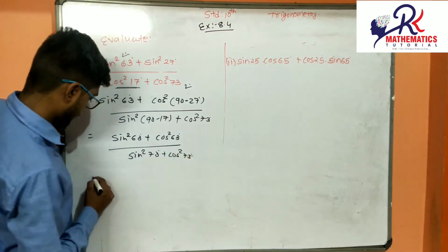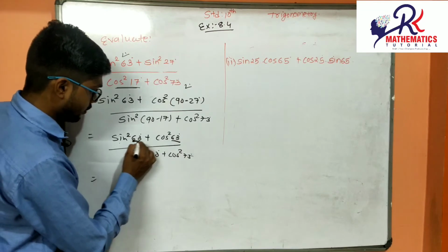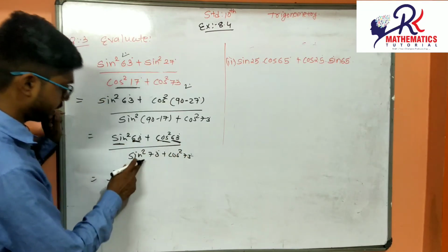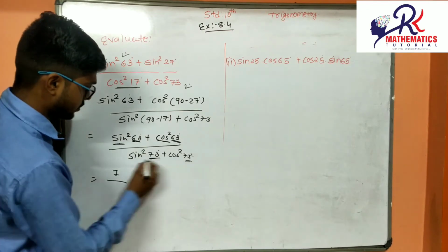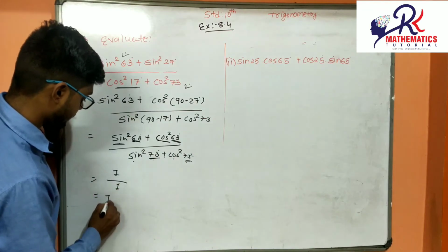Now here, it is sin square 63 plus cos square 63. The value of the angle is the same, and their sin square and cos square are given, so the answer is 1. Now for the denominator, the angle is the same, so sin square 73 plus cos square 73 will be 1. So 1 by 1 is 1.